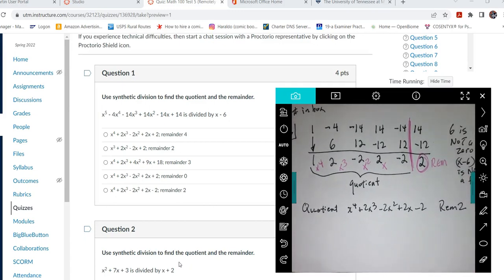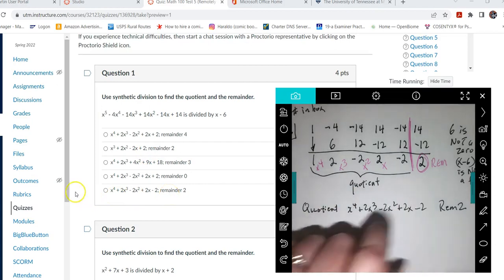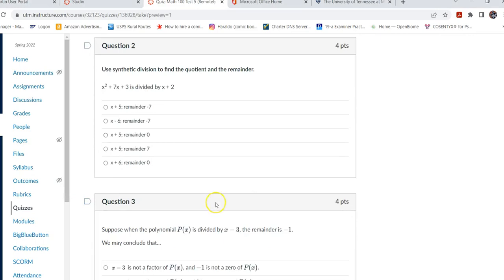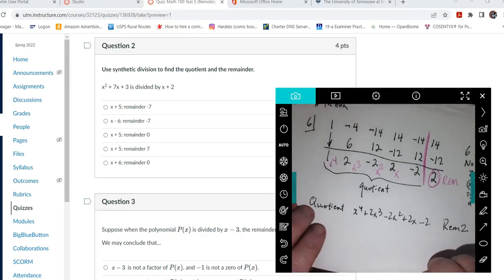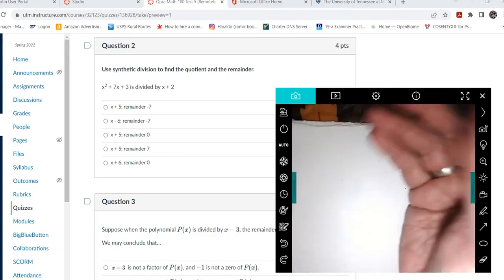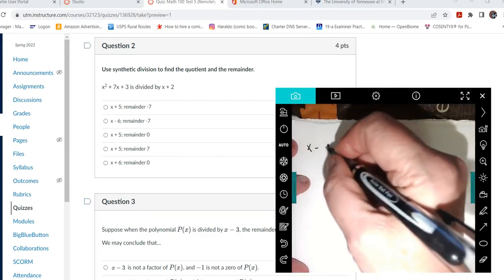Okay. And so that looks like it's the last one there. Okay. All right, once again, we're going to use synthetic division to find the quotient and the remainder. Now, remember, the divisor has to be in the form where you can write x minus the number in the box.